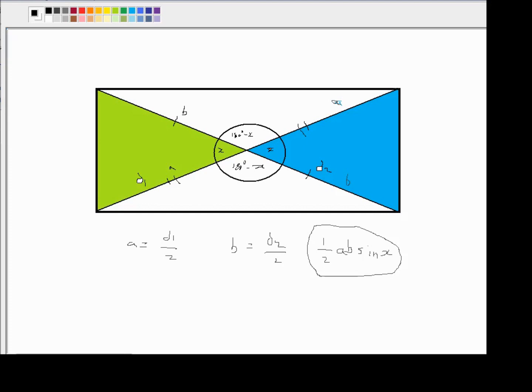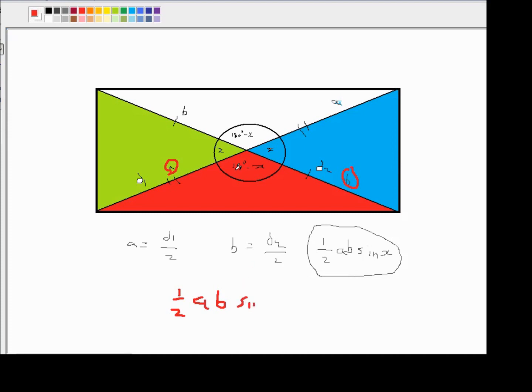Now what about the other two triangles? They're clearly not congruent because the angle's different and the lengths are different. But they do have the same area, because the area of this red triangle is a half of A times B times the sine of 180 degrees minus x.